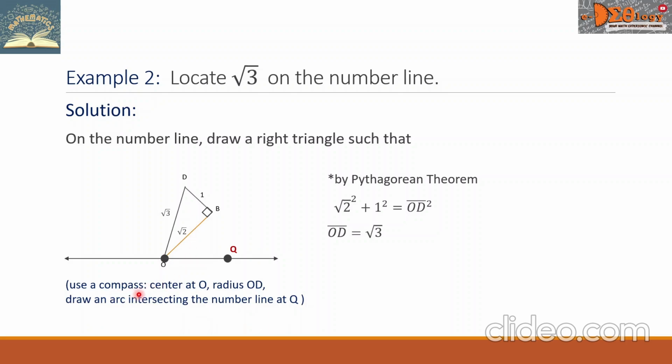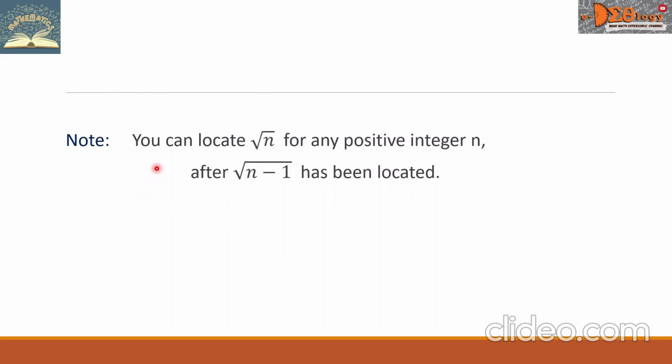Then we will use a compass. Center at O, radius OD. We will draw an arc intersecting the number line at the point Q. So, OD, that is the square root of 3, now equals OQ on the number line. Note that you can locate square root of n on the number line for any positive integer n after the square root of the quantity n minus 1 has been located.